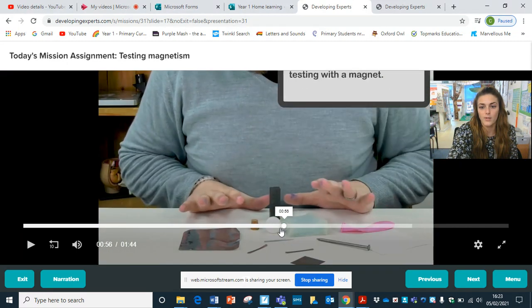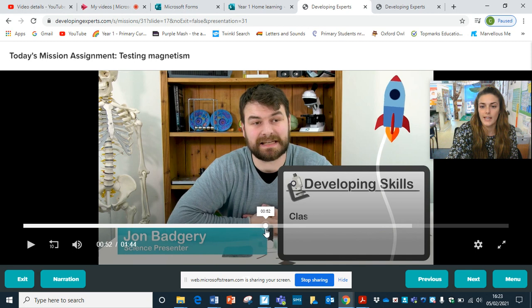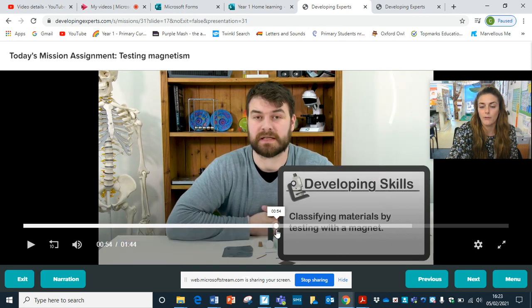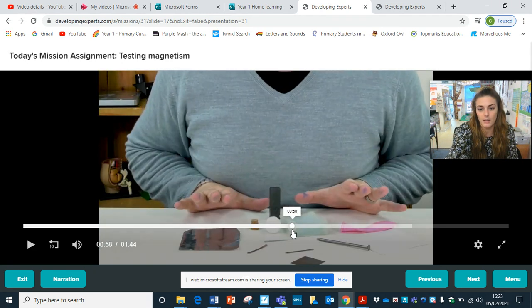Okay, we'll skip through. So your skill is you're going to be classifying materials by testing them with the magnet. So it's a little experiment for you. You are going to use a magnet if you've got one at home, or something that has a magnet on, something off your fridge if you can. This is only if you can do this at home. So don't worry if you don't have anything at home, because there are some sheets I've attached. But you can use a magnet to see if anything sticks around your home, and then decide if it's magnetic or non-magnetic.